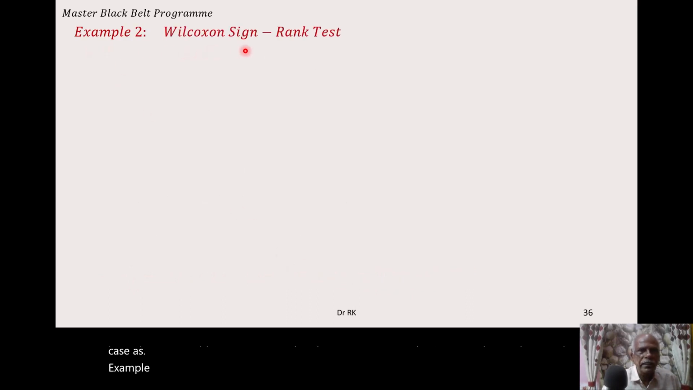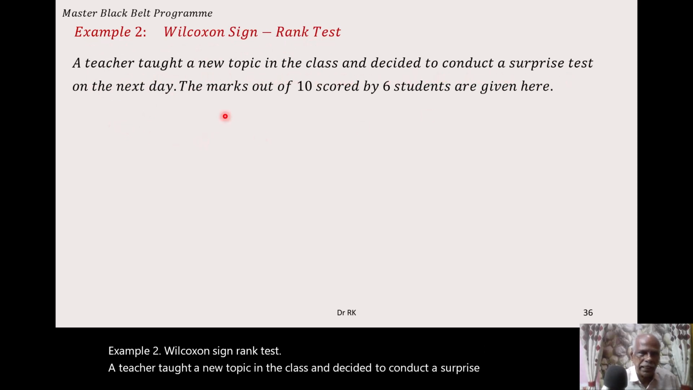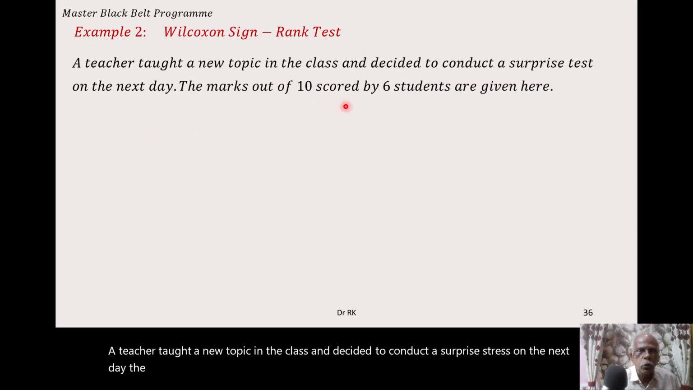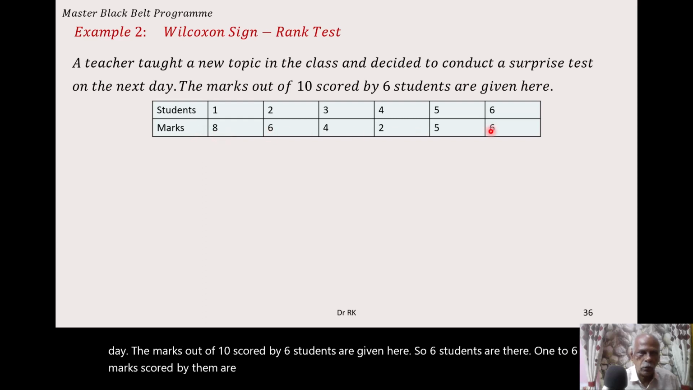Example 2. Wilcoxon signed rank test. A teacher taught a new topic in the class and decided to conduct a surprise test on the next day. The marks out of 10 scored by 6 students are given here. So 6 students are there, 1 to 6. Marks scored by them are given here in the second row.